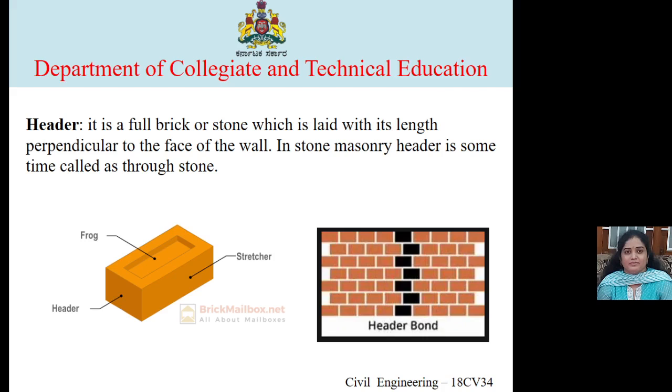Header: it is a full brick or stone which is laid with its length perpendicular to the face of the wall. In stone masonry, a header is sometimes called a through stone. So you can see here the header. In the masonry, it looks like this.